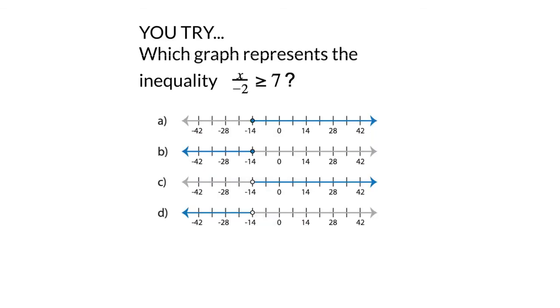Now try this one. Which graph represents x divided by -2 is greater than or equal to 7? To solve this, we would multiply both sides by -2. That will give us that x is less than or equal to -14, because I had to flip that inequality sign because I'm multiplying by -2. So the correct graph would be letter B.